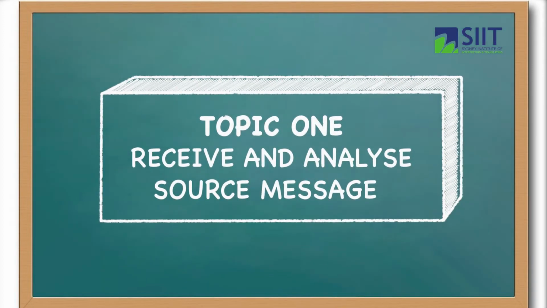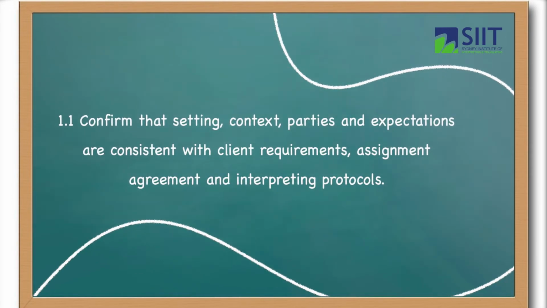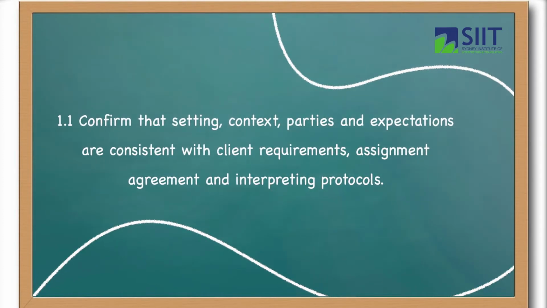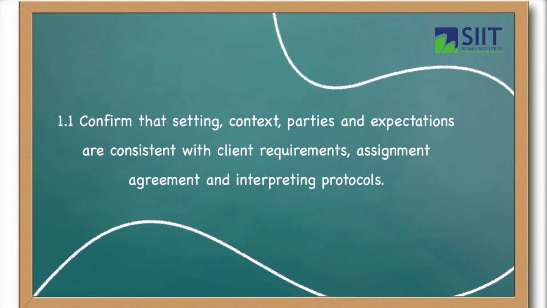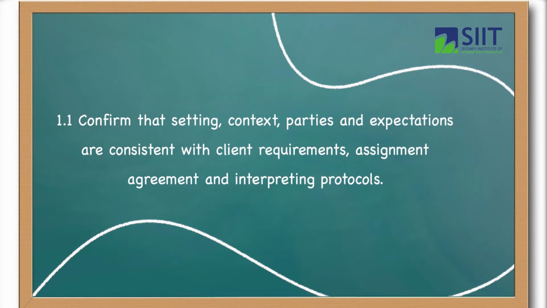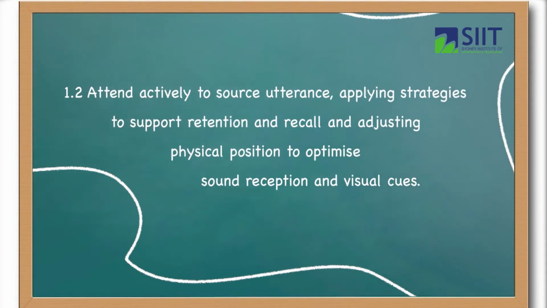Chapter 1 is Receive and Analyze Source Message. So, how do we do that? There are 5 topics in this chapter that can help us achieve that purpose. We'll start with confirming that setting, context, parties, and expectations are consistent with client requirements, assignment agreements, and interpreting protocols. And then we're going to analyze the position and positionality of the translator and interpreter.